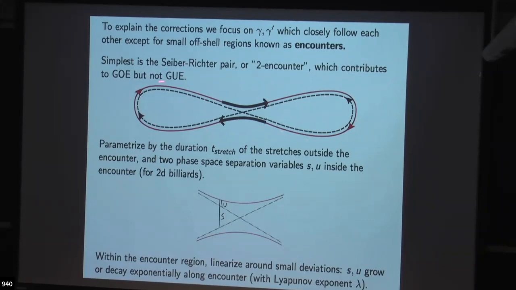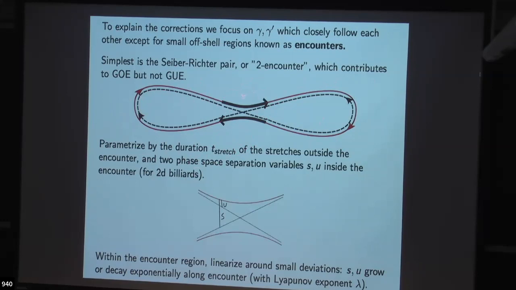So let's talk about how we can parameterize one of these Sieber-Richter pairs. There's a time I'll call t stretch, the period of this stretch of the orbit. The total time is constrained to be t, so we'll fix the time here. Then the time here plus the time here plus the time here is equal to t. So there's one parameter here, t stretch, which just tells us that time.